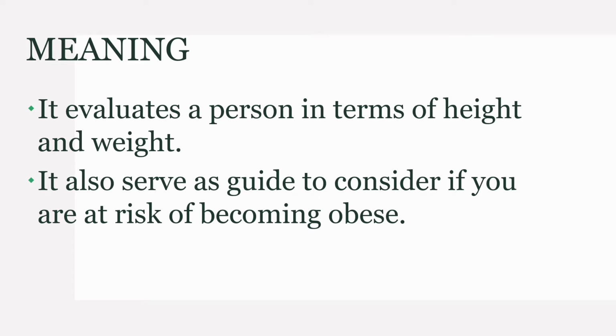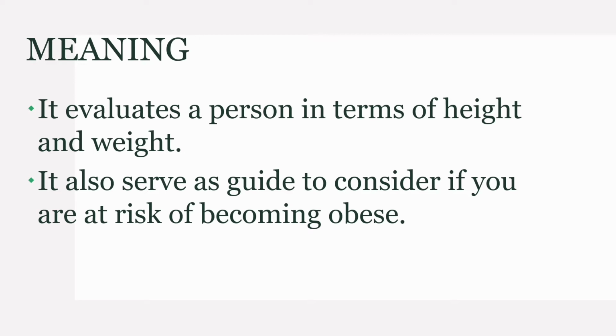We have here two meanings. First, it evaluates a person in terms of height and weight. BMI is a measurement that is a ratio of your weight and height. So the basic two requirements in computing for your BMI are the height and weight. As we proceed, I will be explaining to you the difference of the two.